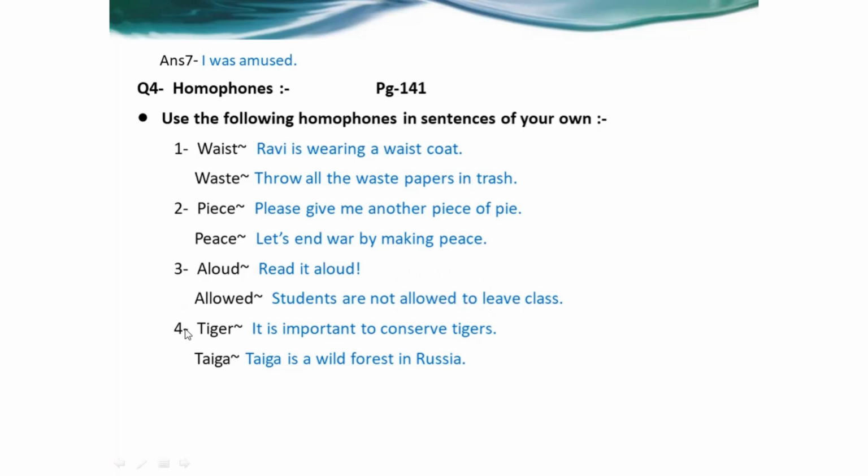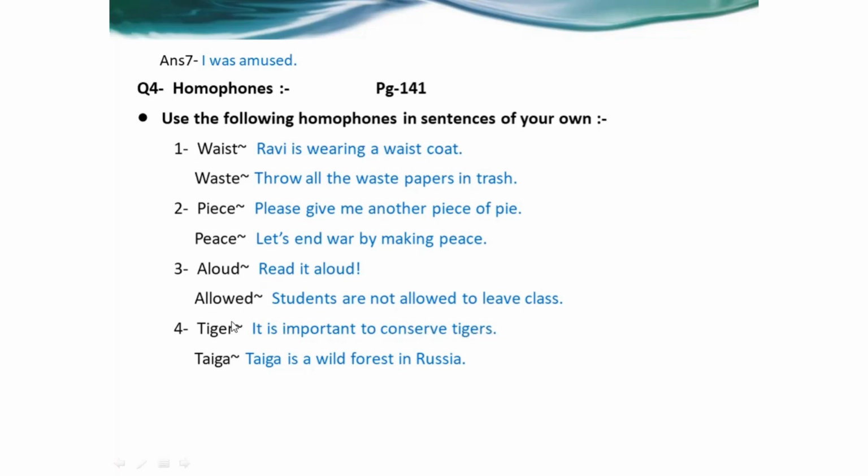Okay. So number 4 homophone is tiger. Okay, tiger. So this tiger is an animal, you all know. It is a predator. So what sentence are we going to make for this one? It is important to conserve tigers.